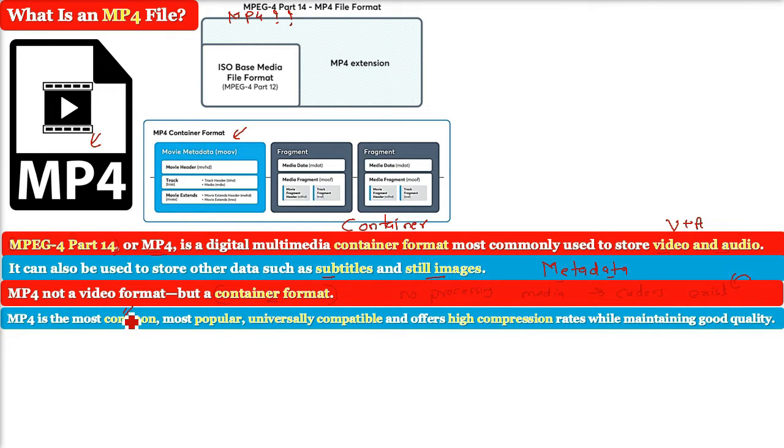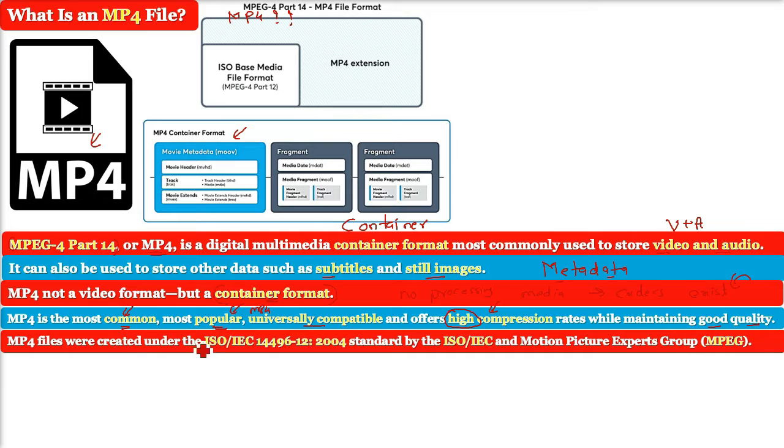MP4 is the most common, most popular video format and is universally compatible. It also offers high compression rates while maintaining good image quality. MP4 files were created under the ISO/IEC 14496-12:2004 standard by the ISO/IEC and MPEG, that is, the Moving Picture Experts Group. MP4 files are stored with the .mp4 extension.